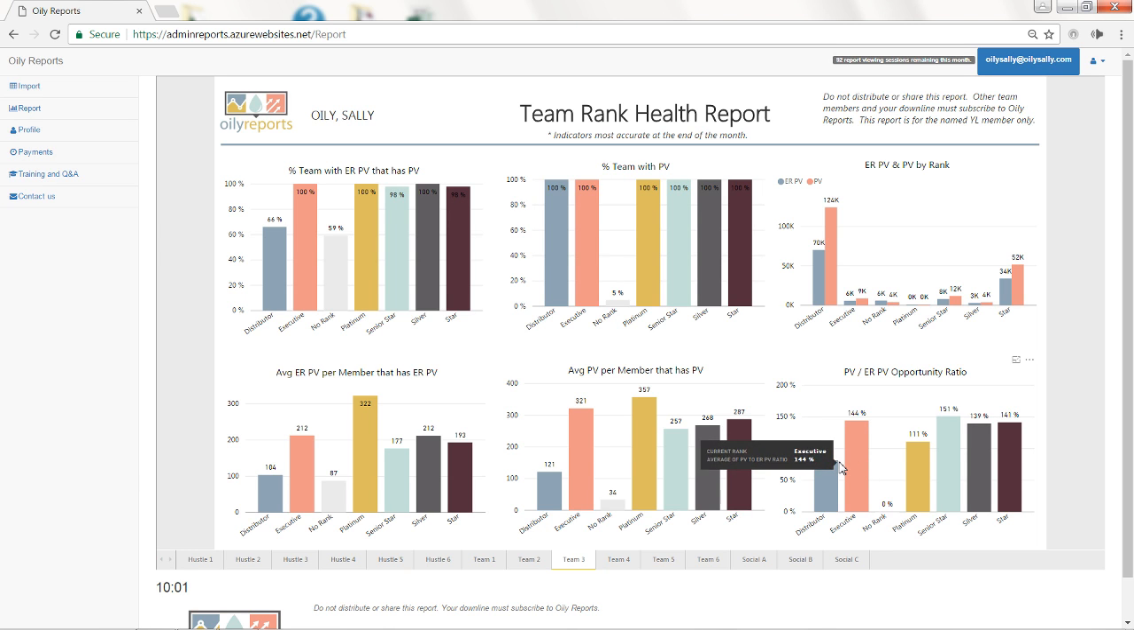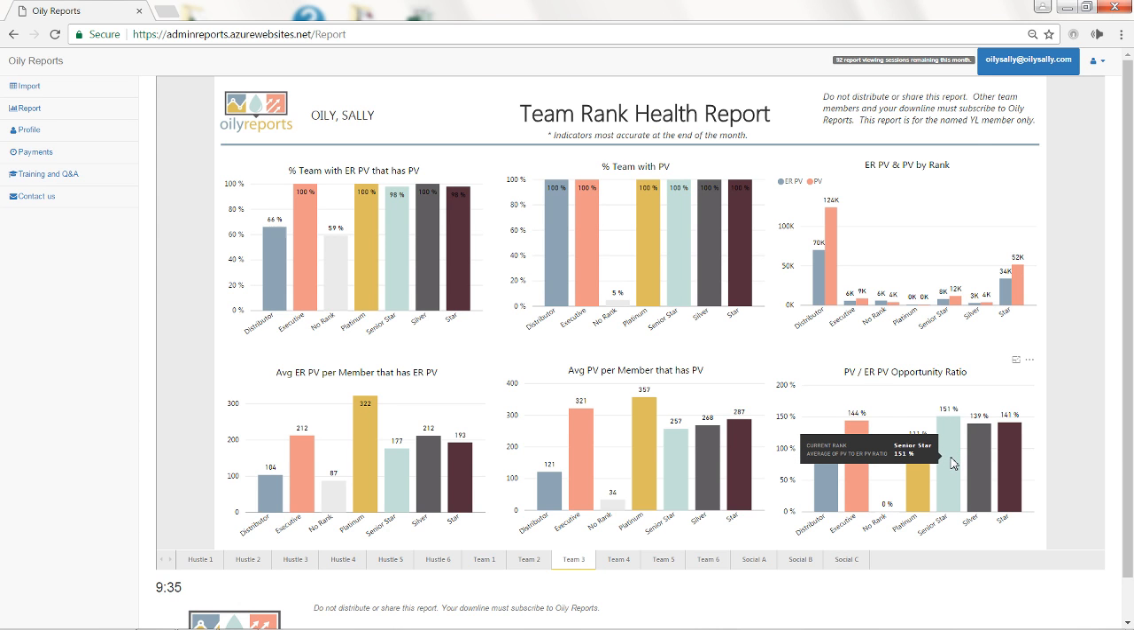What looks like a possible goal that I could set? Or something that's healthy or not as healthy as it should be. PV over ERPV, the opportunity ratio: if someone were to ask where's the best opportunity to increase my ERPV, without a doubt I would say it's the senior stars. And the reason is that it's got the highest opportunity ratio.